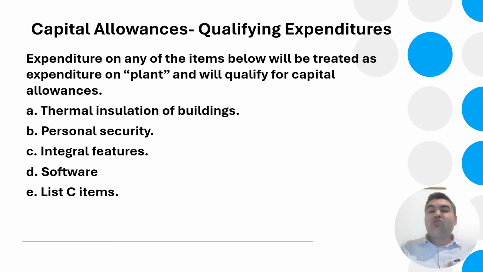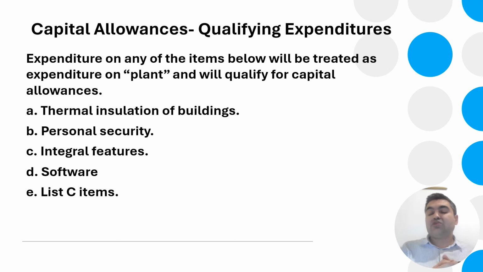Now we came to qualifying expenditures. Expenditure on any of the items below will be treated as expenditure on plant and will qualify for capital allowances. So thermal insulation of building, personal security such as CCTV, integral features, software, and list C items. List C includes 33 items. On those items you can claim capital allowances.